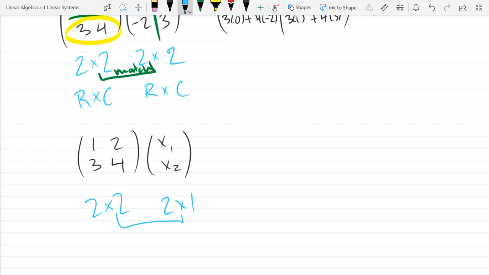So the first one's obviously 2 by 2, the second one has 2 rows, 1 column, so it's 2 by 1. So our inner dimensions match. When we multiply, we're going to get a matrix that has the outer dimensions. So the inner dimensions match, and the outer dimensions are going to be the dimensions of your answer, or of your product.